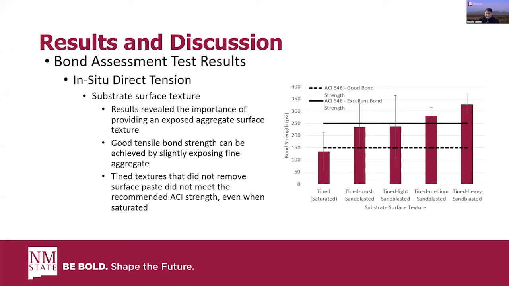But by partially exposing that fine aggregate and removing that surface paste, we're able to exceed that 150 PSI recommendation. And by exposing more aggregate, we're able to achieve more strength. And by partially exposing coarse aggregate and exposing coarse aggregate, we're able to exceed that 250 PSI recommendation on average. So whenever using the UHPC overlay, we need to make sure we provide a surface moisture condition that is visibly moist at application of the UHPC overlay, and provide a surface texture that at a minimum partially exposes fine aggregate and removes that surface paste to achieve adequate bond strengths.